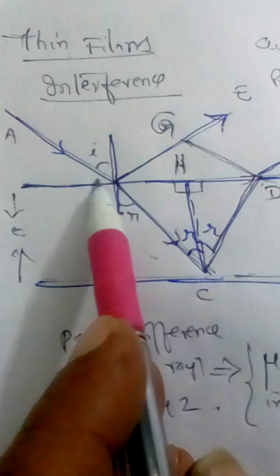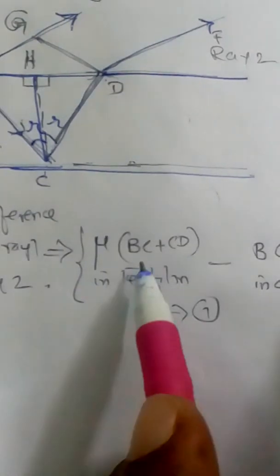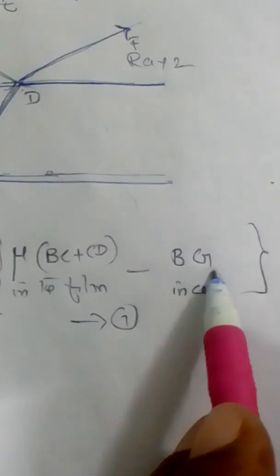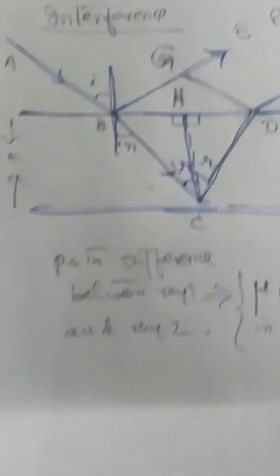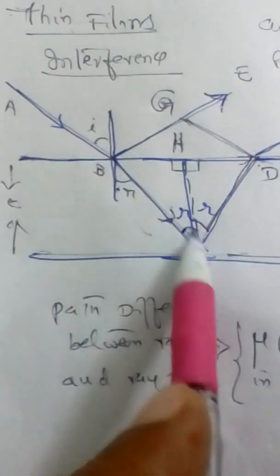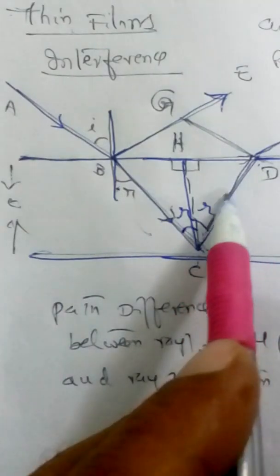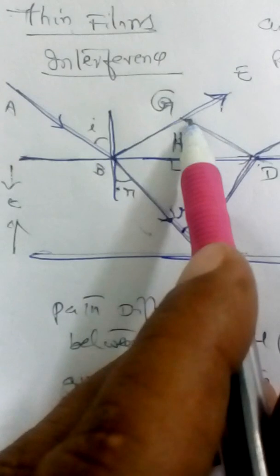Now we have to find the value of BC and also the value of CD, because in this equation you have two values. You have to find BC, you have to find CD, and also you have to find BG. BC is available in this triangle, CD is available in this triangle, BG is available in this triangle.